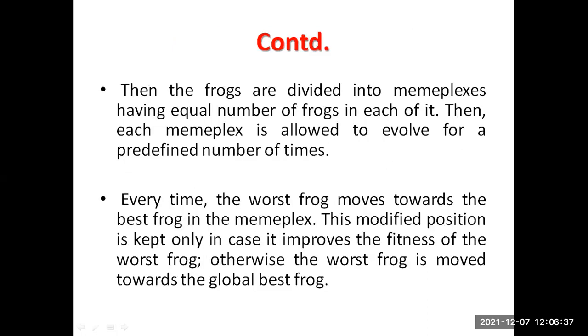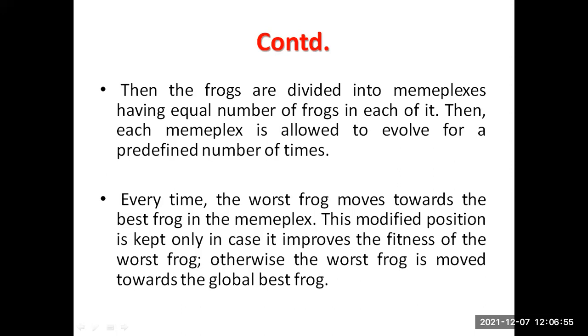So then the frogs are divided into memplexes having an equal number of frogs in each of them. Each memplex has an equal number of frogs. It is not like in one colony we have 10 frogs, in another colony 5, and in another 2. No, that is divided equally.